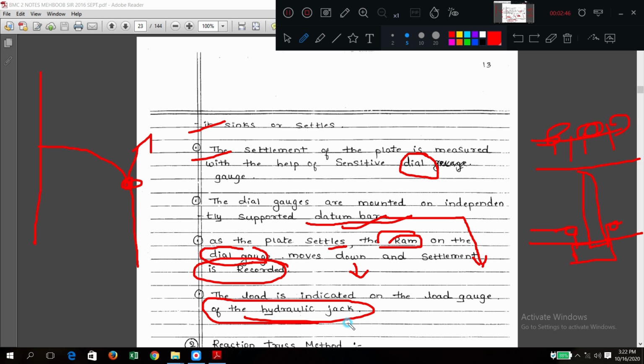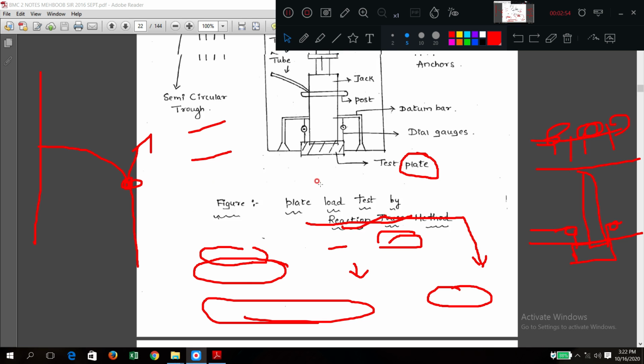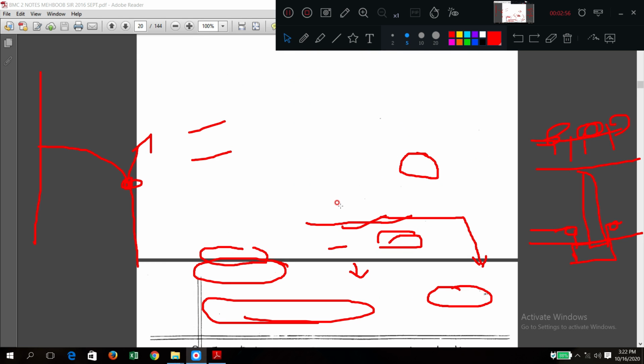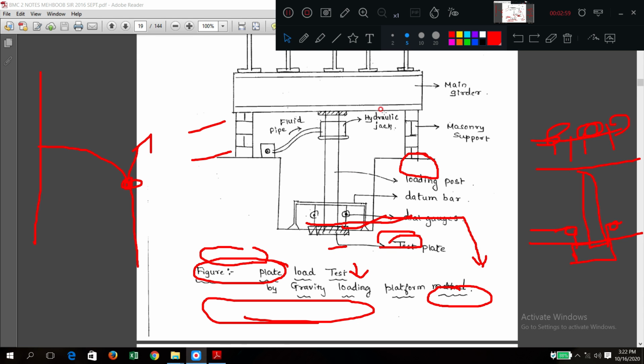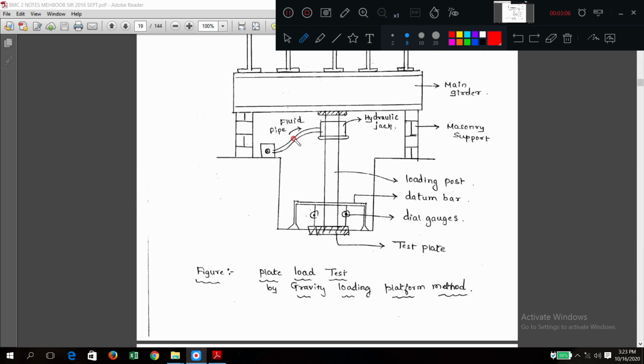And the load is indicated through what? Load gauge through the hydraulic jack. Where is that load gauge? We will see in this diagram. Here we have the load gauge. You can easily identify it; it may not be clearly shown, but don't worry about the rest. You have to measure two things: one is load, one is settlement. To measure the settlement, you have the dial gauge. To measure the load, you have the load gauge. That's all.